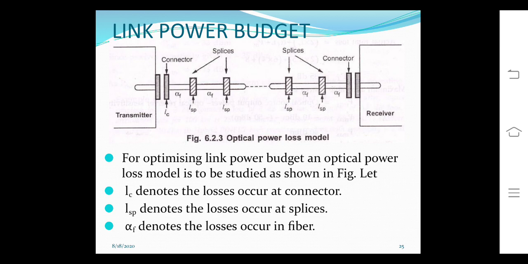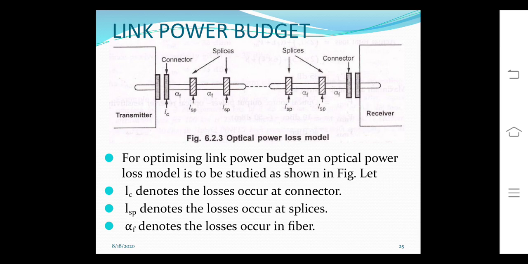When these connectors and splices are present, they introduce some loss in the optical communication system. So in this link power budget, when we calculate all the losses happening in the optical system, we have to add these losses to the optical link. For optimizing the link power budget, an optical power loss model has to be included. In this diagram you can see many connectors and splices.